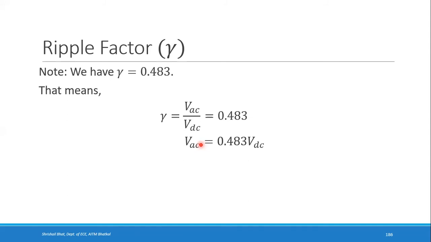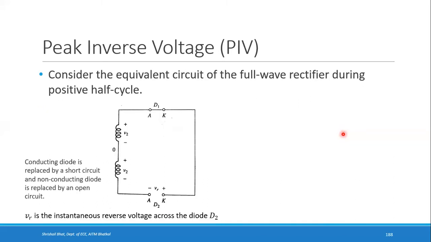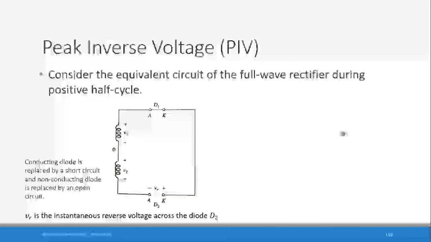Then there is one more term, that is the peak inverse voltage. What is peak inverse voltage? It is the maximum amount of reverse voltage that you can subject the diode to, right? If it becomes more than that, there is a reverse breakdown of the diode and it gets damaged. So to find this, we will consider the equivalent circuit of the full wave rectifier during any of the half cycles. Now we'll consider the positive half cycle.